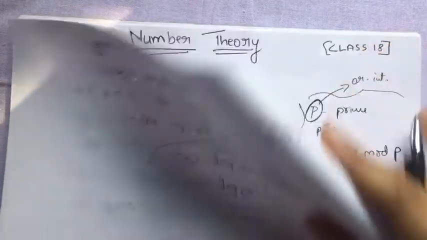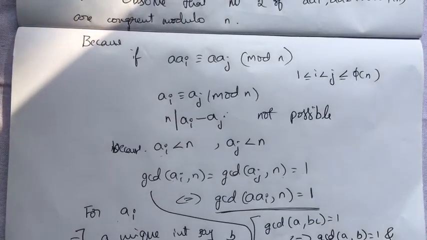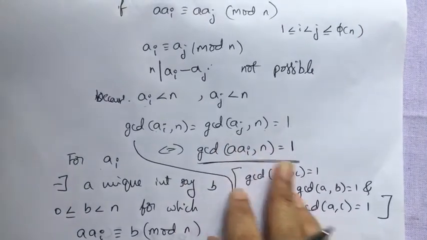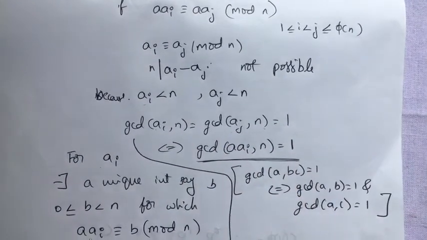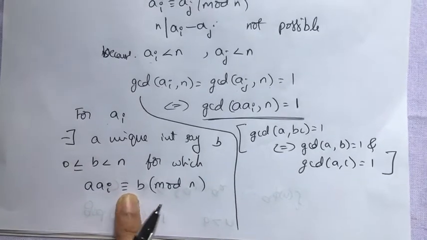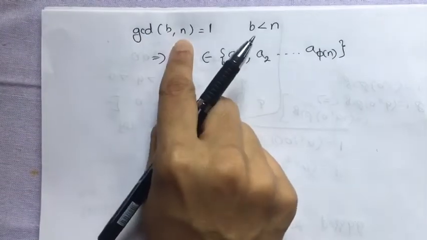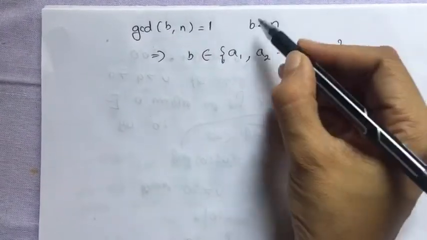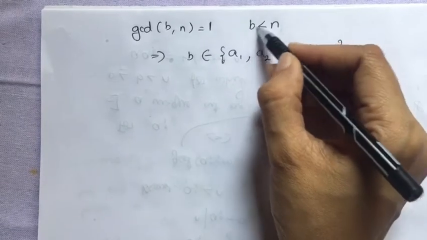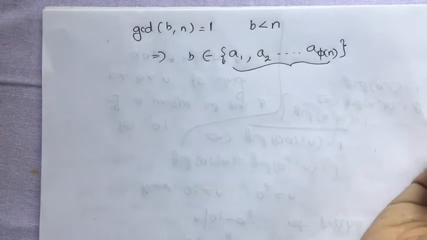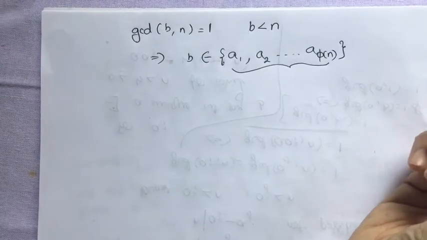It is already given that GCD of a, n is 1, and we got GCD of a·ai, n is 1. So this a·ai is congruent to b mod n. Therefore, I can write GCD of b, n is 1. Since b is less than n, this b must be one of these integers.